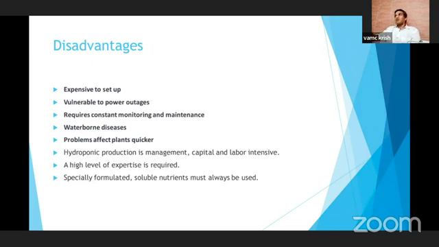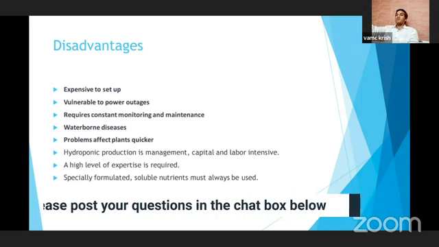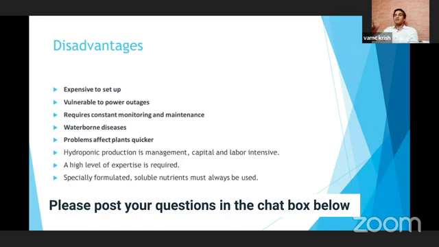Again, waterborne diseases also come. Sometimes we use RO water; in many commercial production sites we use RO, and that is also expensive. But if we use borewell water directly, waterborne diseases may be a problem. Again, once any virus attacks the affected plants, it spreads quickly and easily to all plants. That is one of the disadvantages of hydroponics.